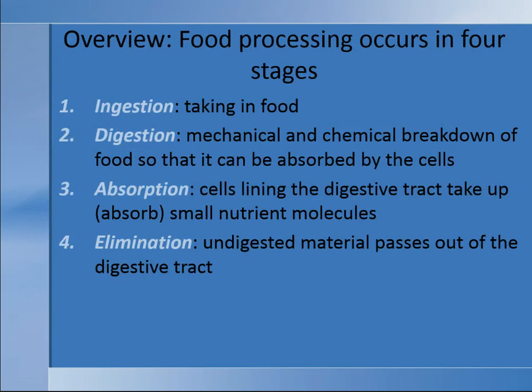Okay, so there are four main stages of food processing, and the first one obviously is ingestion. You have to get it into your body. Then digestion occurs, and this is the breakdown. It occurs in two ways: mechanical and chemical. Then it's absorbed right through the cells lining the digestive tract, and then it can be passed into the bloodstream, and then anything that's undigested is eliminated. So ingestion, digestion, absorption, elimination. And some of these things actually occur simultaneously. Digestion and absorption, and ingestion and digestion are occurring at the same time as well.